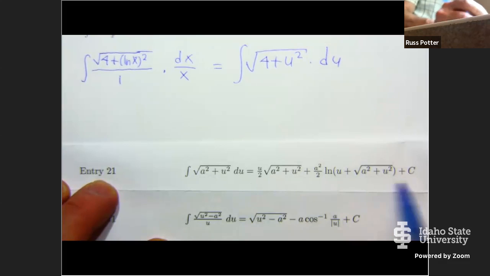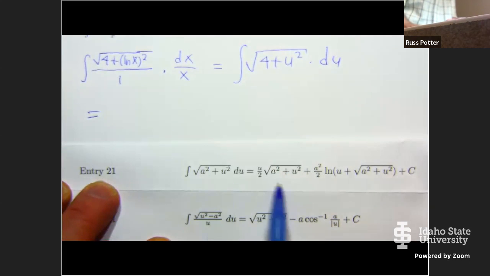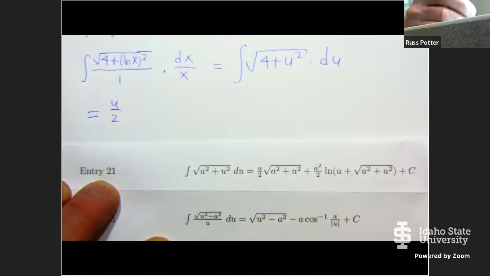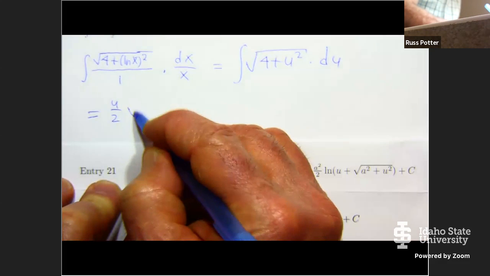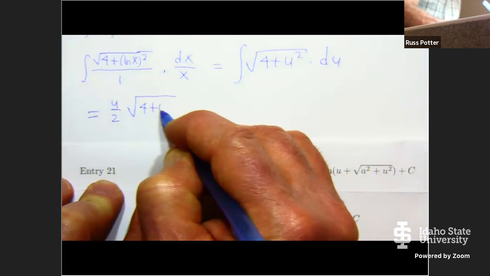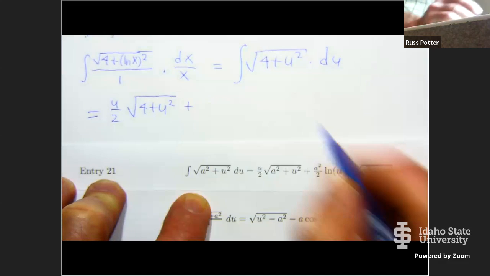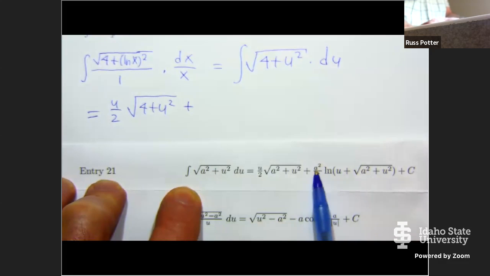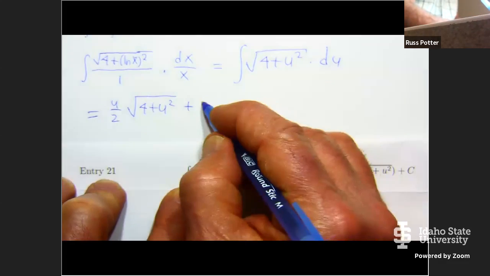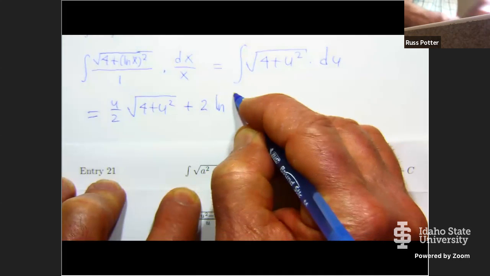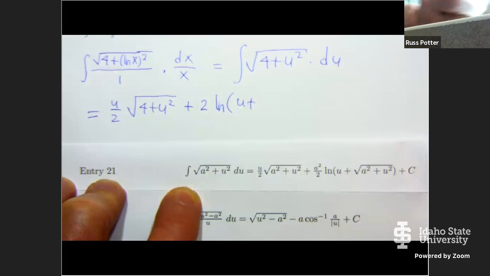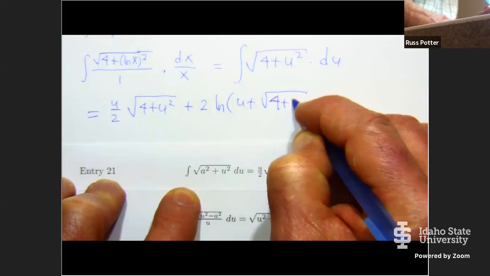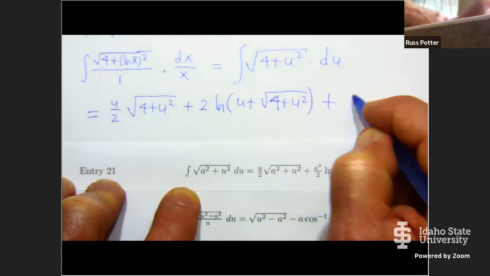Okay, so we'll just fill in what the right-hand side is going to be. u over 2 times the square root of 4 plus u squared plus, a is 2, so a squared is 4. 4 divided by 2 is 2. Times the natural log of u plus the square root of 4 plus u squared, plus a constant.